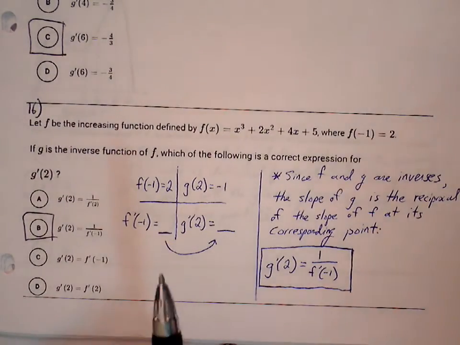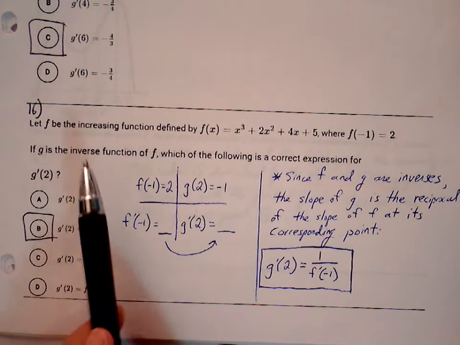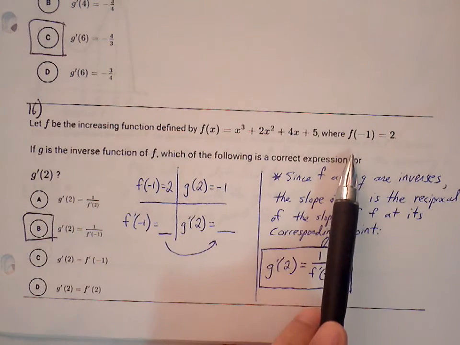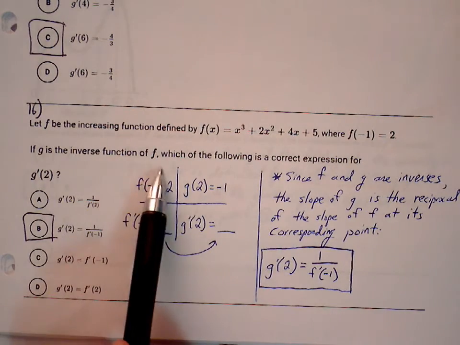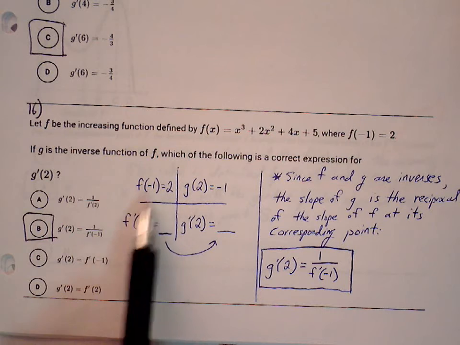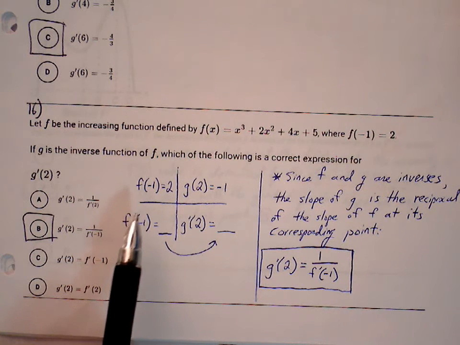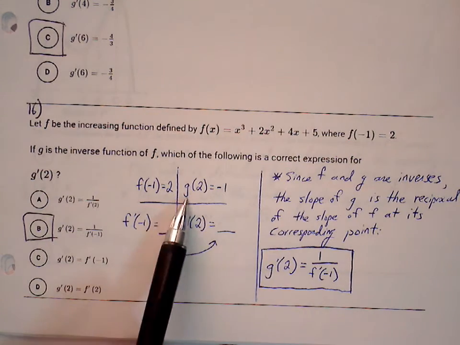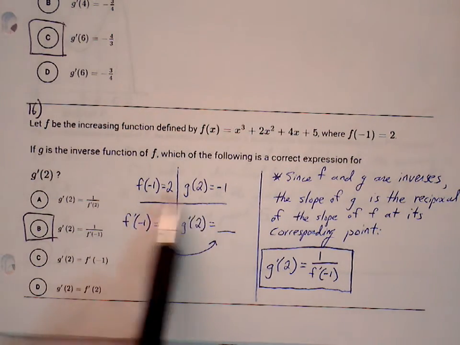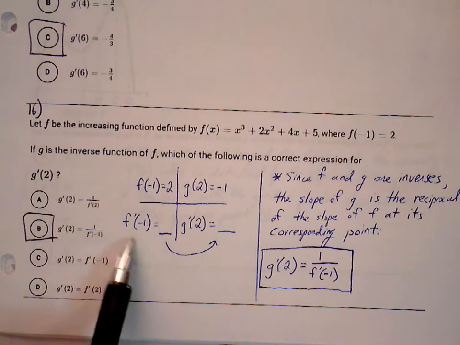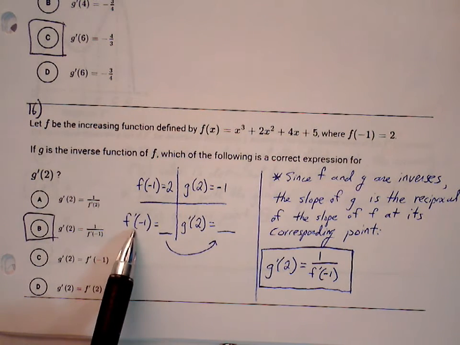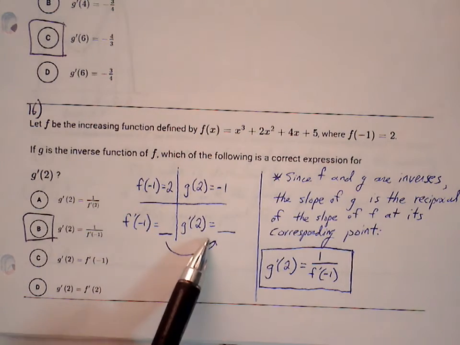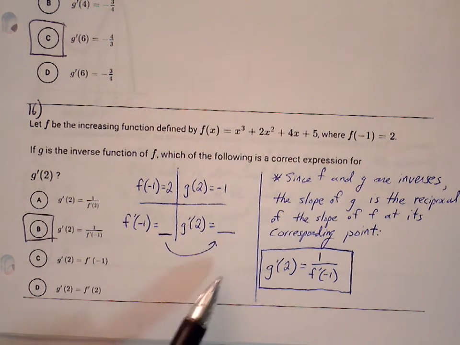16, similar relationship here. f is increasing on the function defined by f of x, where f of negative 1 equals 2. G is the inverse function of f. Which of the following is the correct expression for G prime of 2? So we know f of negative 1 equals 2, which means that G of 2 equals negative 1, right? We know that ordered pairs will be flip-flopped. So the slope of the f graph is going to be the reciprocal of the slope of the G graph.